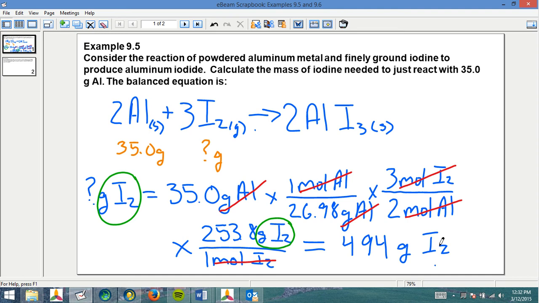Now, if they ask you to just determine the moles, then which step are you going to leave off? The last one. Or if they give you moles to begin with, which step are you going to leave off? The first one, right. We would just leave off this part here if we were given moles, okay?